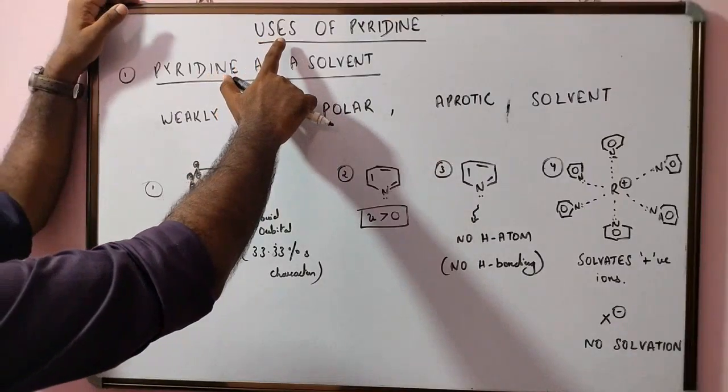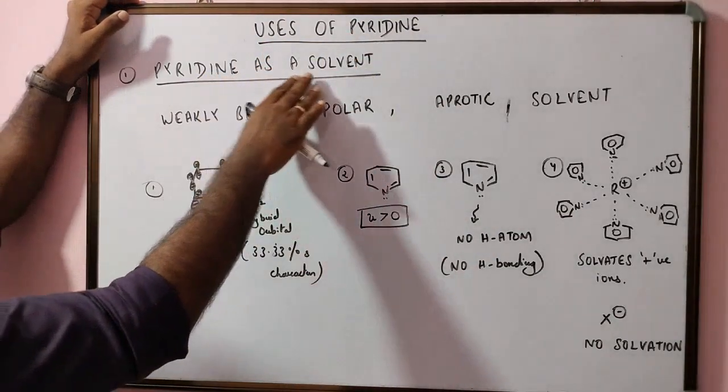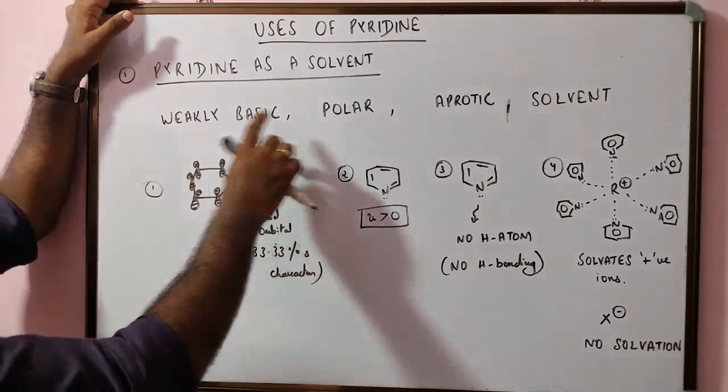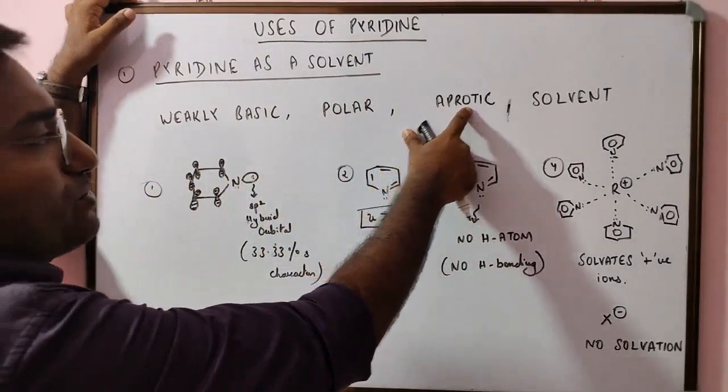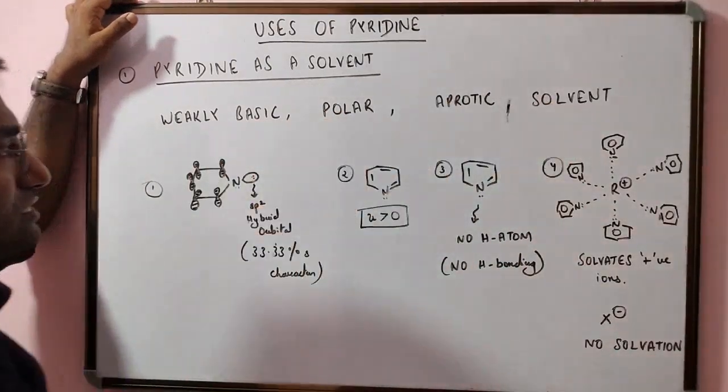Now, let us see the uses of pyridine. The first use of pyridine is as a solvent. Pyridine is a weakly basic polar aprotic solvent. Let us try to prove each of these points.